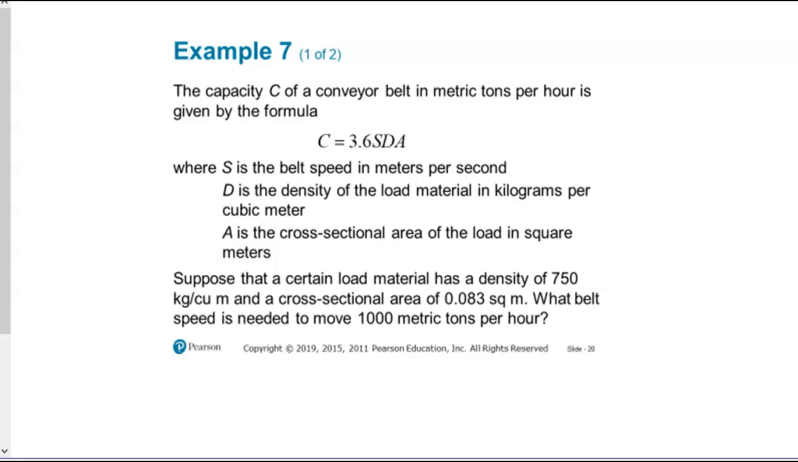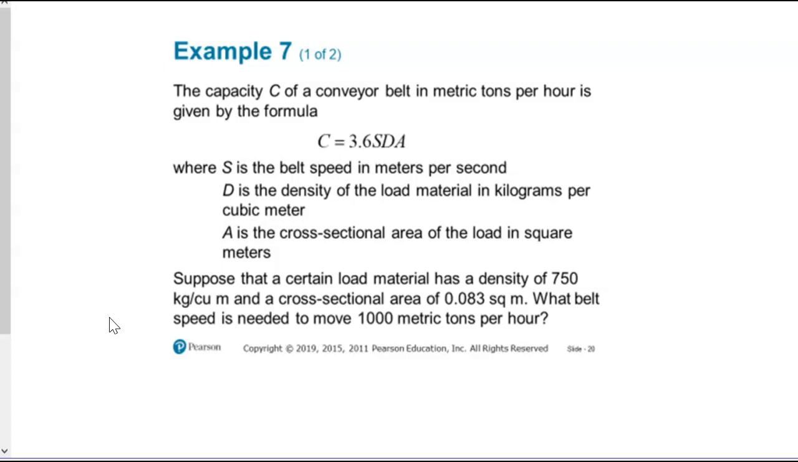Okay, we're back, and so let's go ahead and look at this example. In this case, we see that a conveyor belt, which is the letter C, is measured in metric tons per hour, and the variables in this problem are S, the belt speed, D, the density, and A, the cross-sectional area.